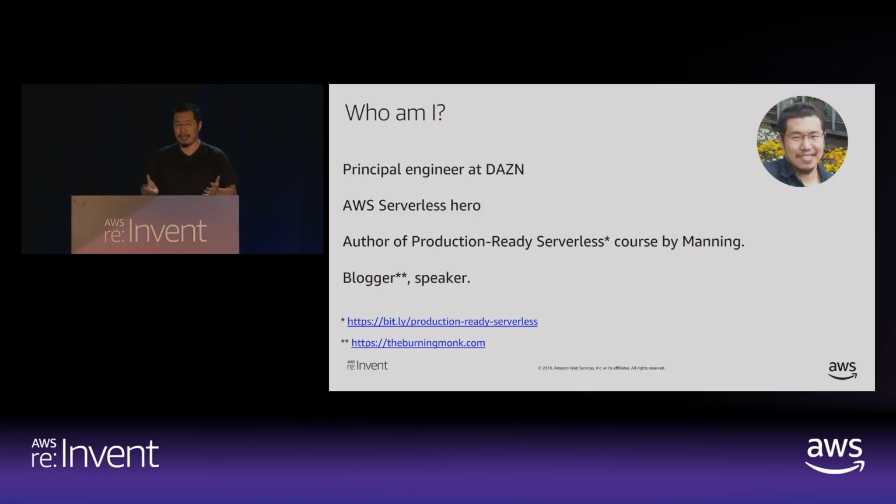So my name is Yan Cui. I'm a principal engineer at The Zone, and as of July this year, I'm also one of the AWS community heroes that focuses on the serverless space. I'm also the author of the Production-Ready Serverless video course by Manning, where I share a lot of the lessons that I've learned by running and operating Lambda and serverless architectures in production. And in my spare time, I'm also a very active blogger, and I go to many conferences and user groups to talk about many of the things that I've learned about serverless.